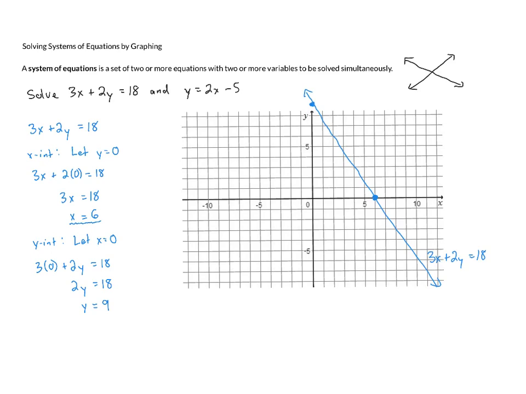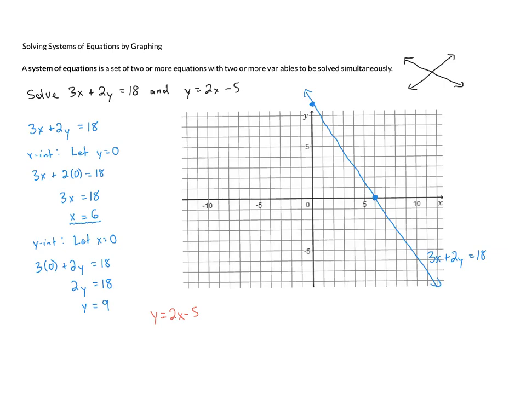Now, the other one, y equals 2x minus 5. Let's rewrite that down here. y equals 2x minus 5. We could use the intercept method here. However, there's an easier method. Slope-intercept method is going to be simpler here because this is already in slope-intercept form.